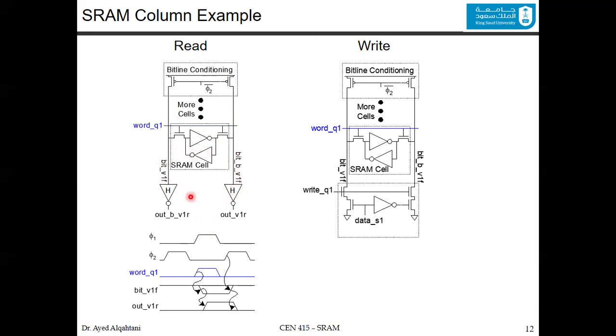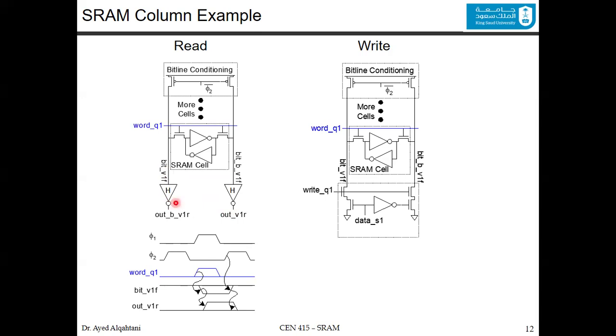In phi1, the read operation will happen, and you will have the value in bit and bit bar. We have two inverters at the end, and we call the outputs output and output bar. The output, this label, which is out, is the output of the bit bar line, and this label out underscore B is the output of the inverter, or this vertical line, which is bit.